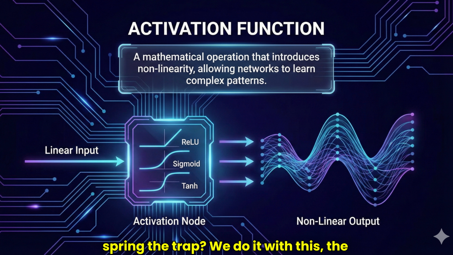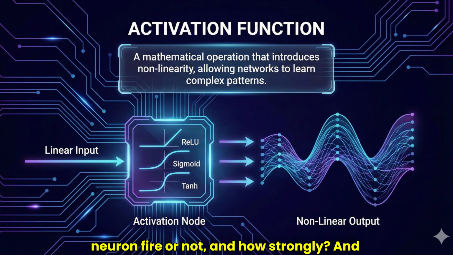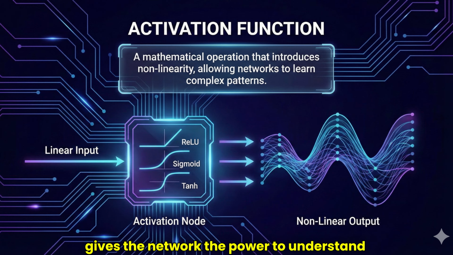So how do we spring the trap? We do it with this, the activation function. You can think of it as a little mathematical switch or a gatekeeper at the end of every single neuron. It makes a decision. Should this neuron fire or not, and how strongly? And that one tiny, non-linear step is what gives the network the power to understand the messy, complex, and definitely not straight-line patterns of our world.